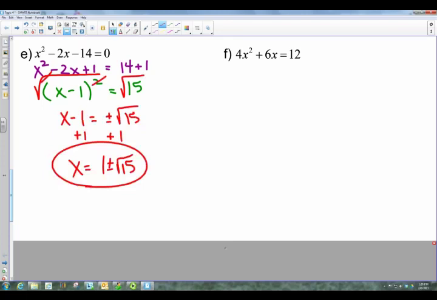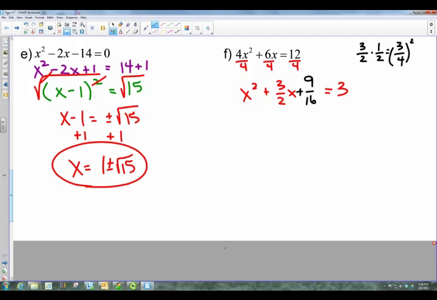Now for the final one here, you have f. So f, first step, you have to divide by 4. And that leaves you with x squared plus 6/4, which reduces down to 3 halves. And then over here you've got 12 divided by 4, which is 3. Okay, 1/2 of b. Well, b is 3 halves. When you take 1/2, you multiply by 1/2. So that gives you 3/4. Squaring that gives you 9/16. And that's what gets added onto both sides.